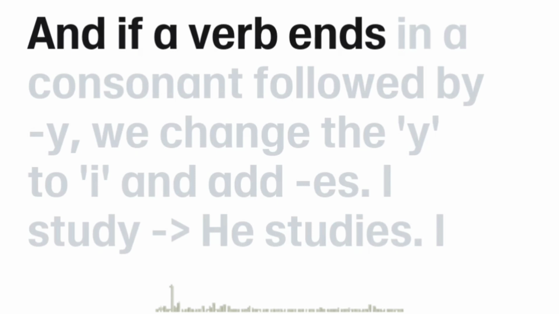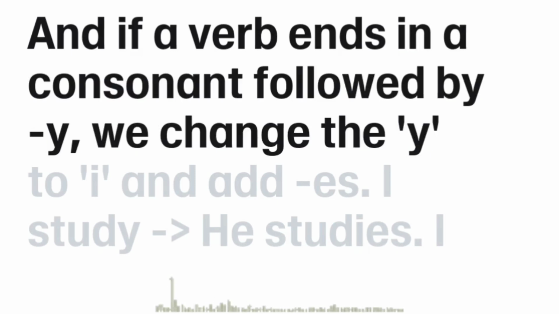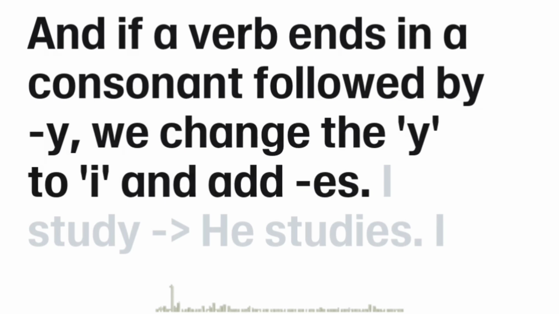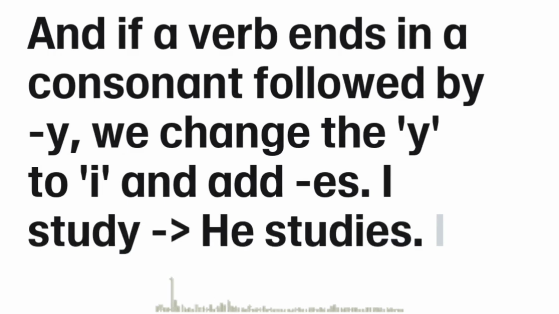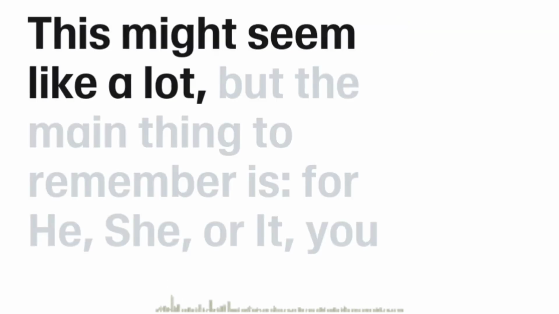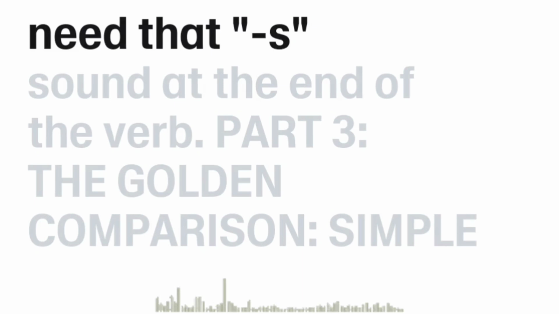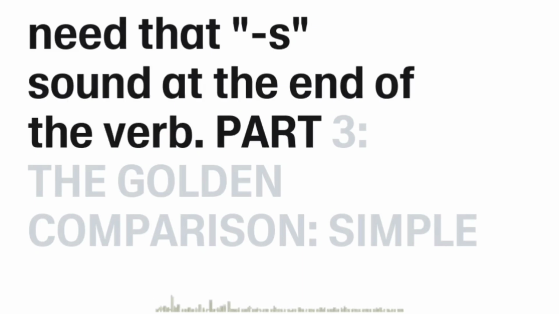And if a verb ends in a consonant followed by Y, we change the Y to I and add ES. I study, he studies. I cry, the baby cries. This might seem like a lot, but the main thing to remember is, for he, she, or it, you need that S sound at the end of the verb.